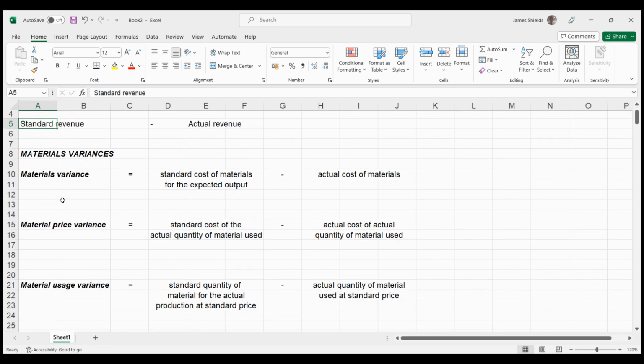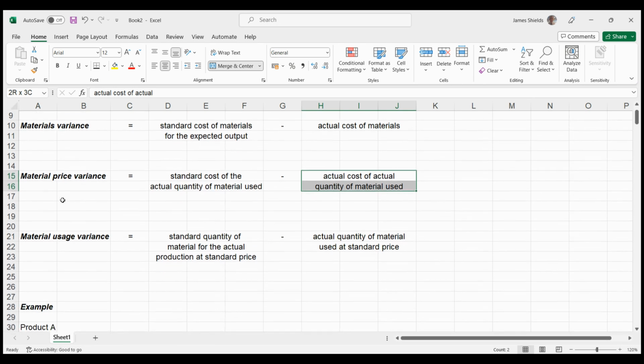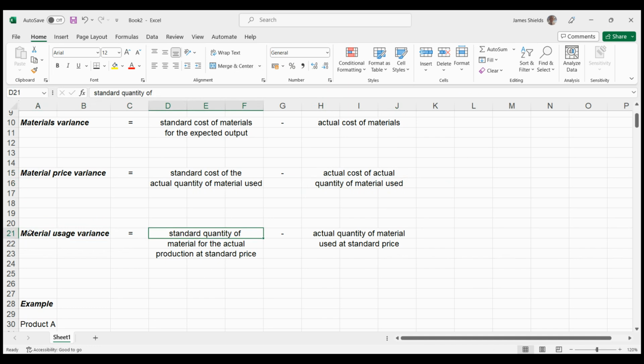Right, we've got three material variances we're going to be looking at. The overall materials variance is equal to the following. It's the standard cost of the materials for the expected output, subtract the actual cost of the materials. The material price variance, so compare the price then, is the standard cost of the actual quantity of material used, take away the actual cost of the actual quantity of material used. And finally, material usage, so the amount of material used, is the standard quantity of material for the actual production at standard price, subtract the actual quantity of material used at the standard price.